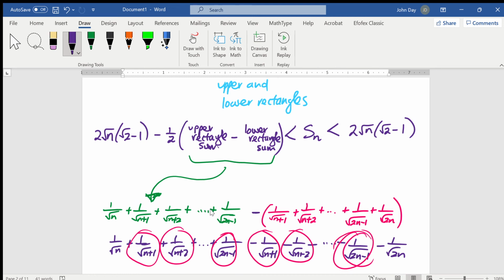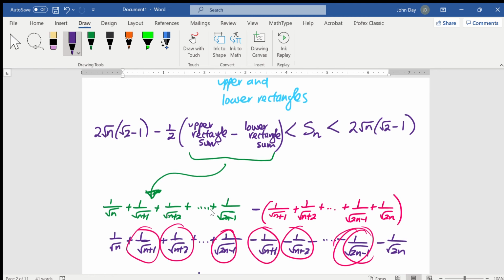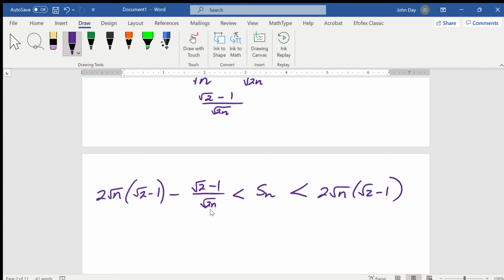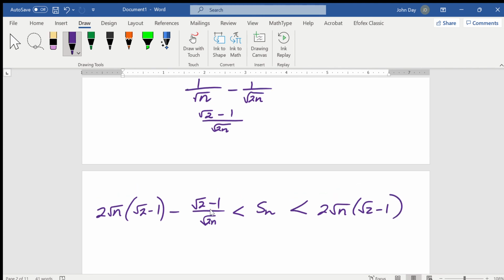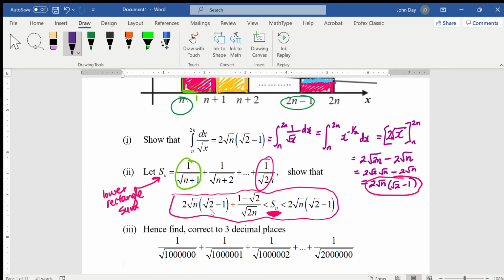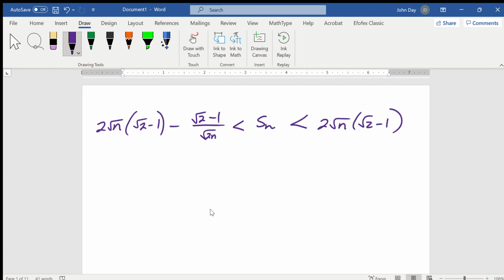So we really have, if we write that line again, 2 root n root 2 minus 1, minus this stuff I just worked out, root 2 minus 1 on root 2n, is less than the lower rectangle sum, which is less than the actual area. All right. Now, when I look at what they've got, they've turned that into a plus, as you can see in what I've circled in the middle of the page there. They've got plus 1 minus root 2 on root 2n. So I'll just go down and I'll see if that will fix up.